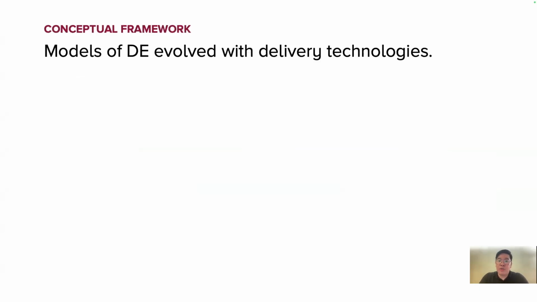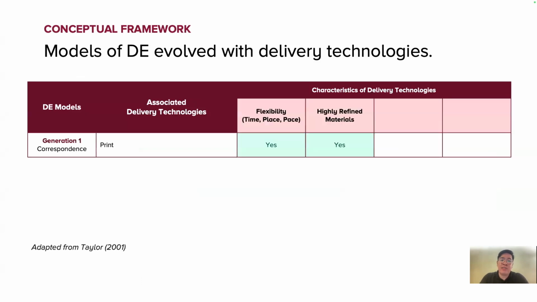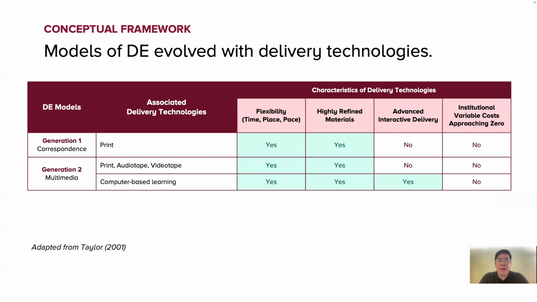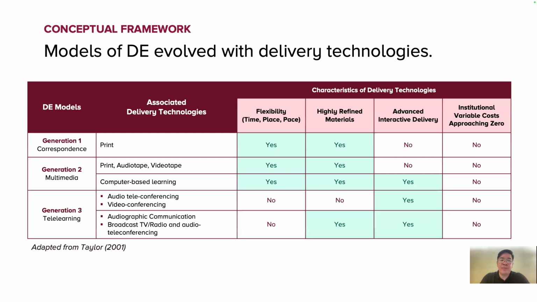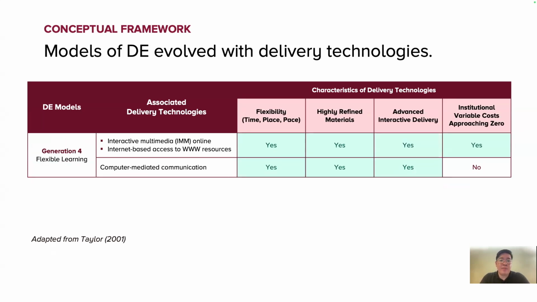From the DE Foundation course, we learned that models of DE evolved with delivery technologies. Print technology and an efficient postal system facilitated the correspondence model, providing flexibility in learning and well-produced learning materials. Audio and videotapes, computer-based learning, and interactive video enabled the multimedia model, which incorporated advanced interaction. The telelearning model leveraged conferencing and broadcast technologies that made synchronous learning possible.